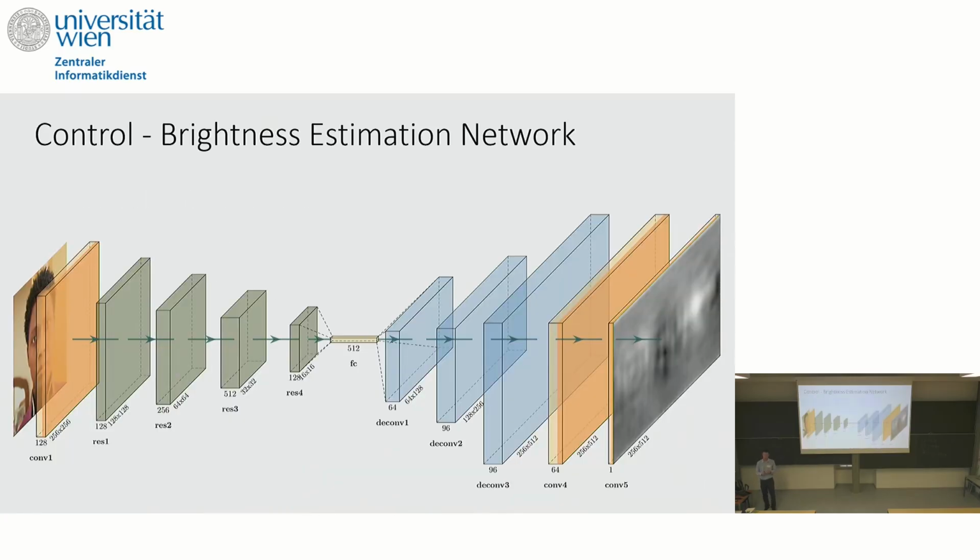So the second question was, how can we control the network? For this one, we created the brightness estimation network, which can estimate the directional illumination around the person. The idea was to use this kind of U-Net architecture, having a face image as the input, then downscaling it by some convolution layers, having a latent vector in the middle, and finally upscaling it back to the illumination image, to the HDR image.